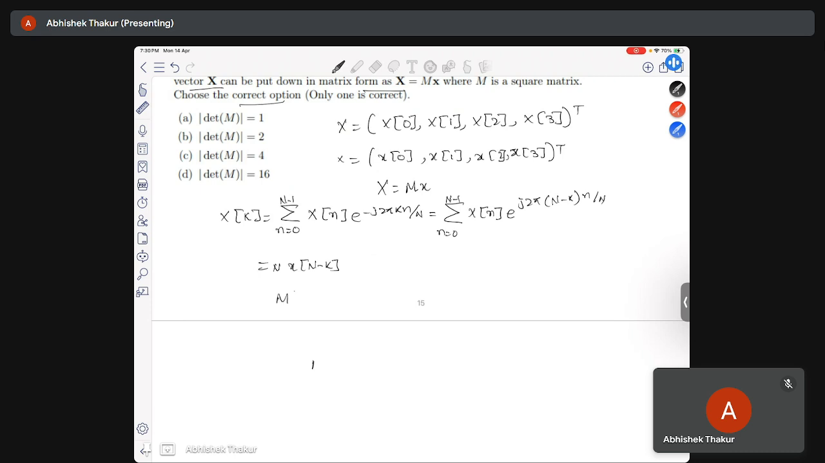So M to the power of 4 x is equal to N squared x, because the DFT of x of N minus k results in N squared x of n. Now this looks like an eigenvalue equation. The eigenvector x can be anything arbitrary. We can see that M to the power of 4 will be N squared I N, where I N is the identity matrix of order N. So the determinant of M to the power of 4 is equal to N to the power of 2N.